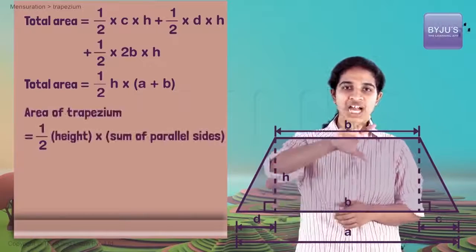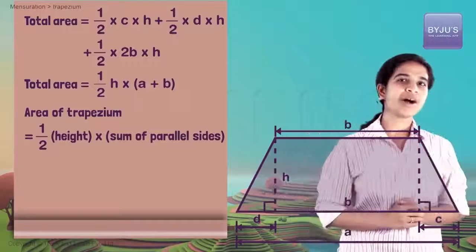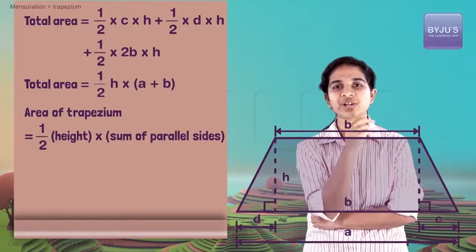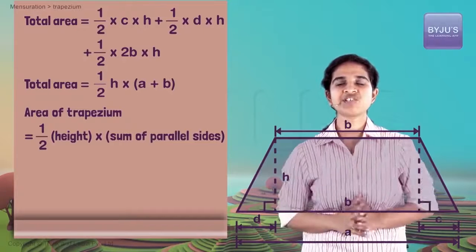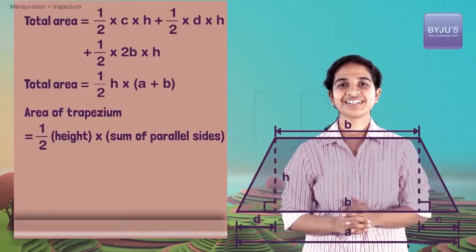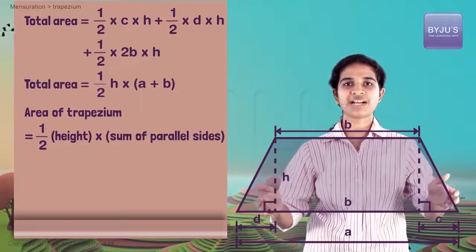It is half height into sum of parallel sides. If you think about it now, that is actually what even the area of a parallelogram is. Can you calculate the area of a parallelogram using this formula? Half H into sum of parallel sides? You actually can, right? What would change in a parallelogram? If instead of being a trapezium, this was a parallelogram, what would change?